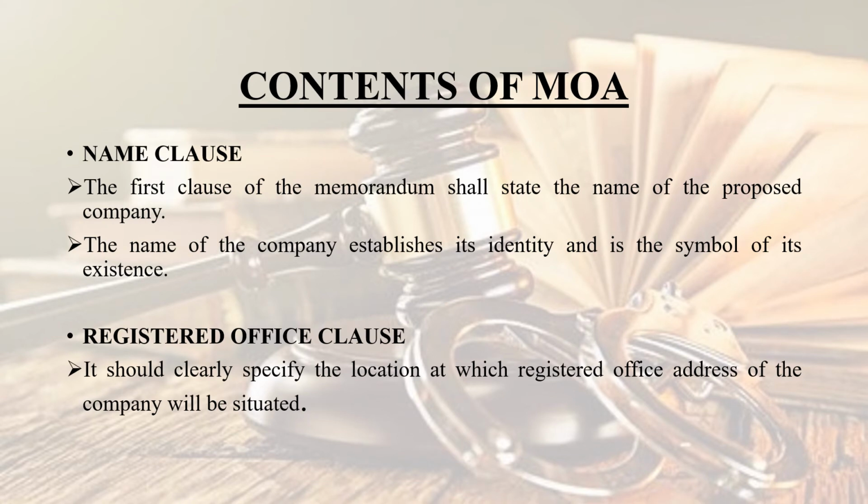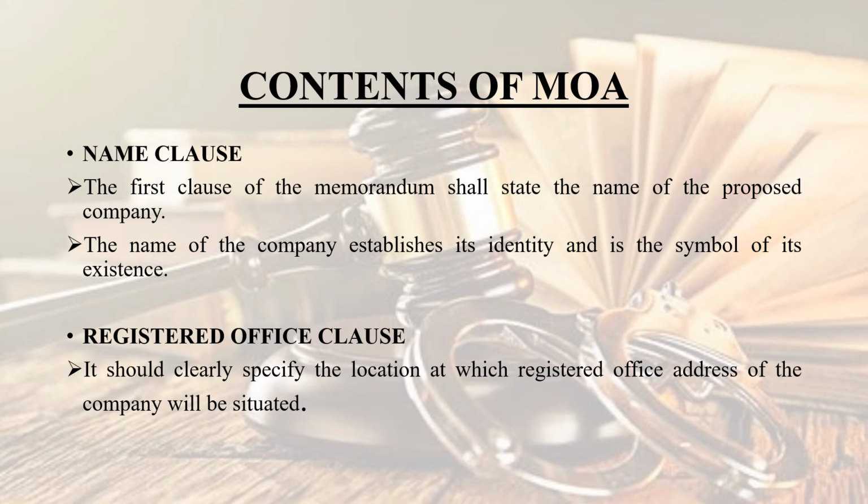Moving towards the last topic, it is the contents of MOA. It includes 6 clauses which are explained as follows. The first one is the name clause. It states the company's proposed name. It must end in the word limited if it is a public company and private limited if it's a private company. It can't be the same as any existing company's name and it should not be misleading in any way.